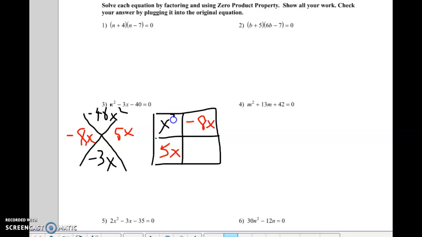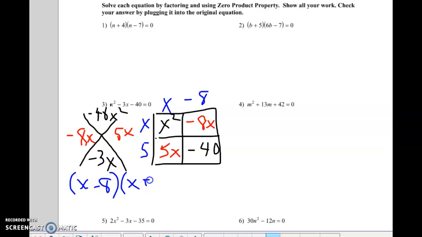And then I put my first term and my constant down here. So now I do the outside. So I have x times x, and then x times negative 8 and x times 5. So now I put it in factored form. So I have x minus 8 and x plus 5 is equal to 0.